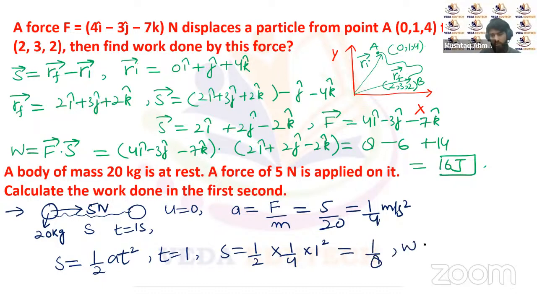Therefore, the work done will be force multiplied by the displacement. So force here is 5 newtons and the displacement here is 1 upon 8. So work done by this force will be 5 upon 8 joules. So this will be the work done by this force of 5 newton on this body.